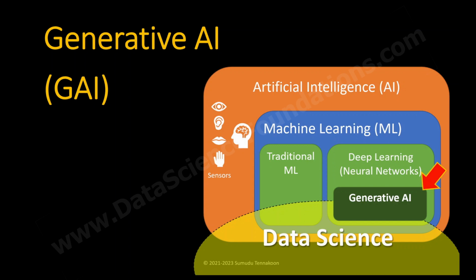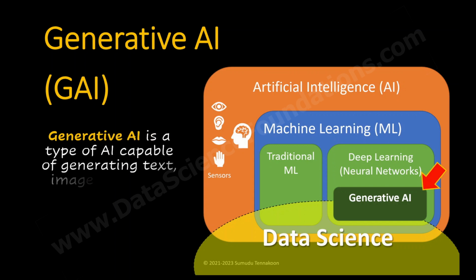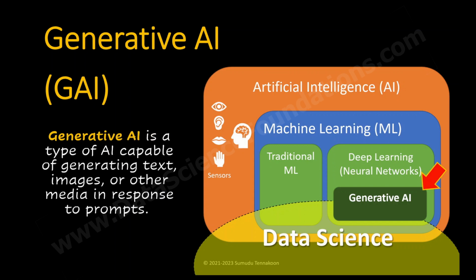We talked about some of the technological advancements and breakthroughs such as transformers in the previous video. You may go back and watch it if you want to know more, or you can read about the technologies behind generative AI in various sources. So let's get the textbook understanding of generative AI. If you want to explain it simply, generative AI is a type of AI that is capable of generating text, images, or other media in response to prompts. We'll talk about prompts a little bit in this video as well.